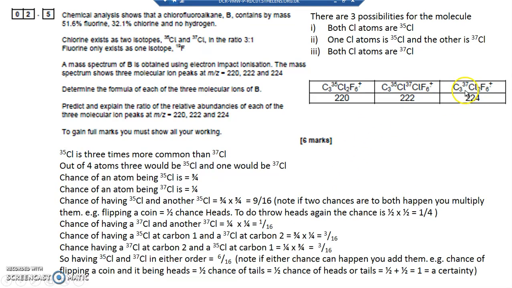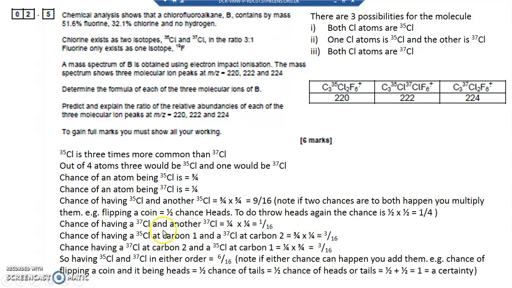What's the chance of getting 2 37s then? Well, there's a 1/4 chance of getting one 37, another 1/4 chance of getting a second 37. 1/4 times 1/4 is 1/16, and the remainder then is 6/16. So you could just do that by subtraction, 10/16 taken from 16/16.